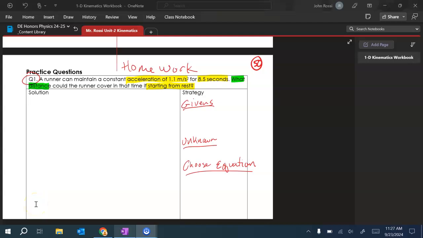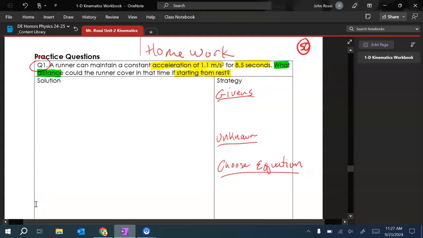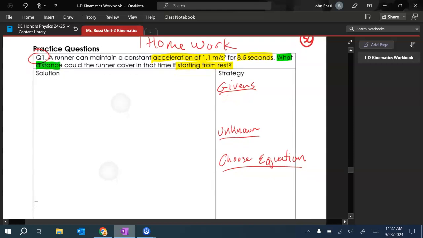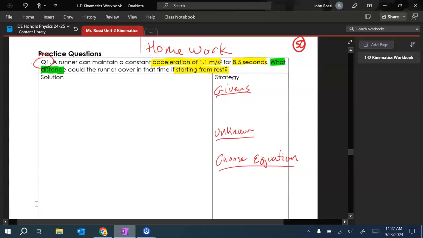Okay, guys, real quick, let's go through questions 1, 2, and 3. It starts on page 50 and goes onto page 51. I highlighted the givens for you, and I put a green highlighter for the unknown.